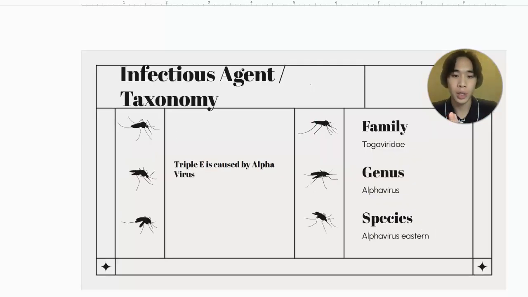So moving on to infectious agent and taxonomy. The infectious agent that causes triple E is the alphavirus. And onto the right here, you can see my cursor. The family name is the Togaviridae. The genus is the alphavirus, and the species is the alphavirus eastern equine encephalitis.